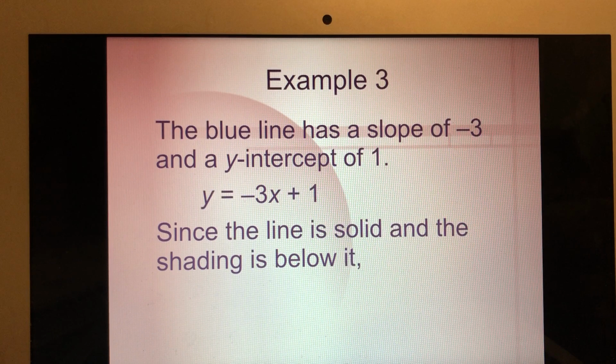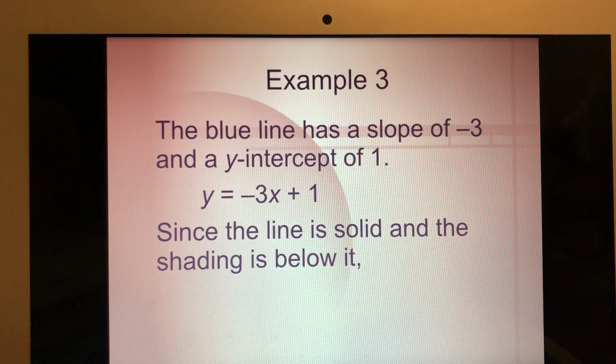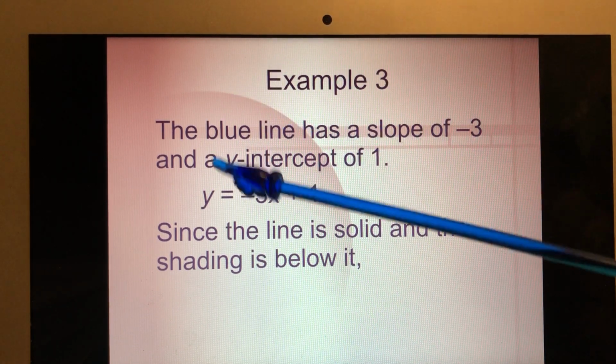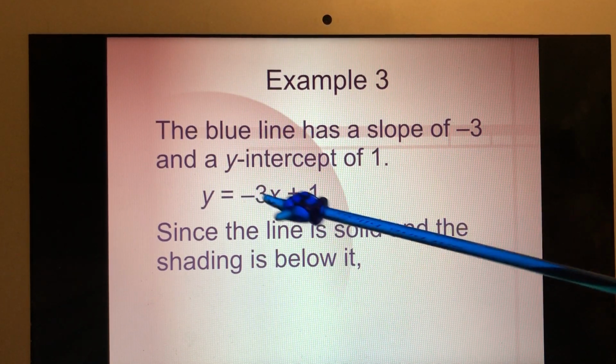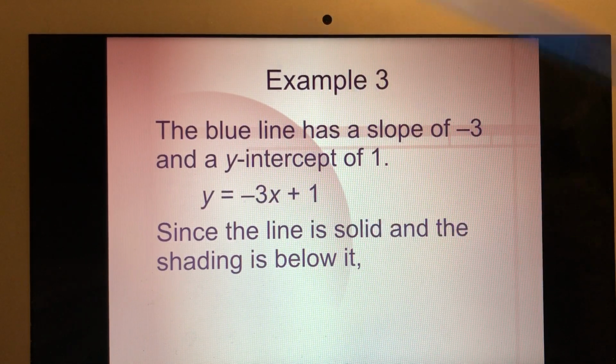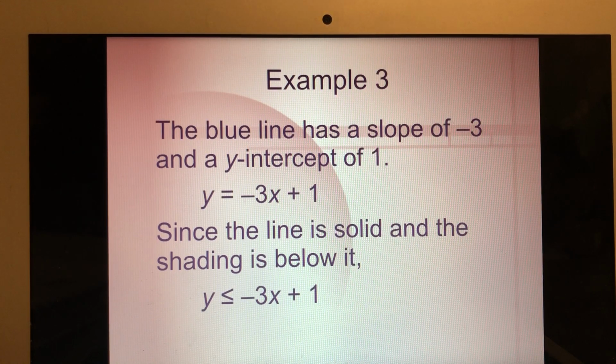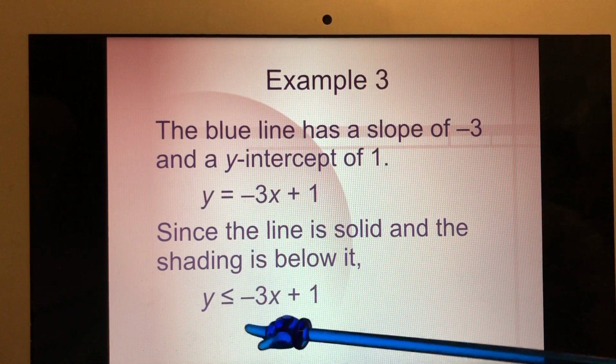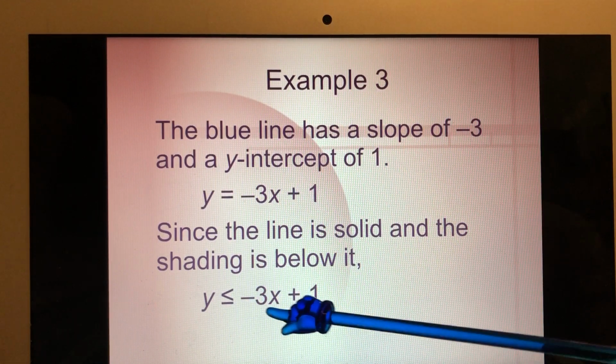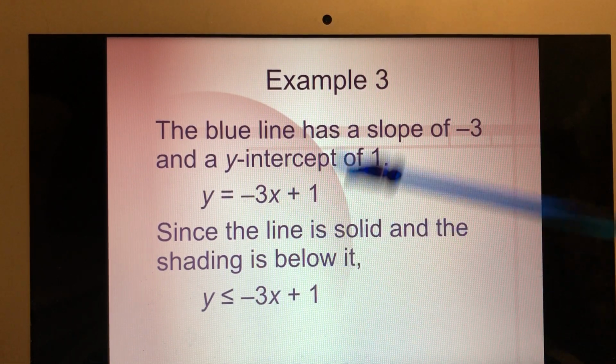Okay, since the line is solid, the shading is below that. So underneath the line that these 2 points give us. But then we set it to an inequality, and so we have y is less than or equal to negative 3x plus 1.